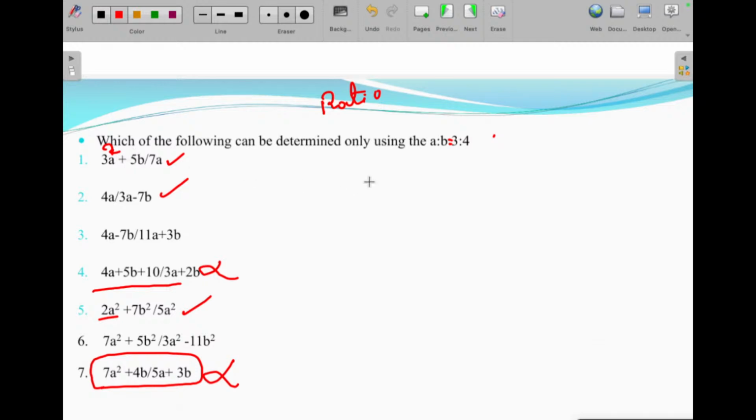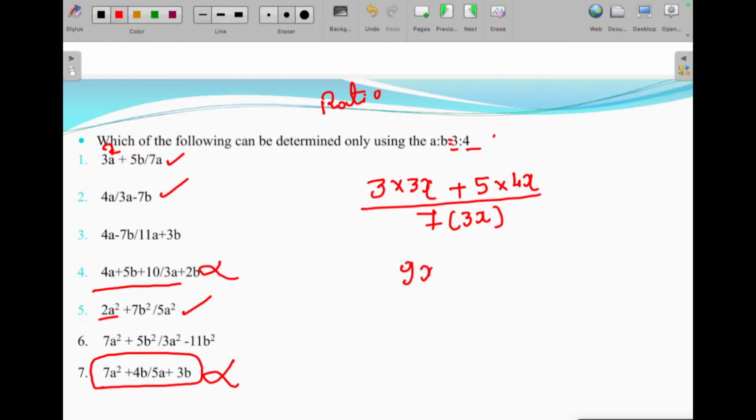So here I will explain. A value is 3x, B value is 4x. 3 into 3x plus 5 into B value 4x, divided by 7 into A value 3x. Now 3 into 3x is 9x plus 5 into 4x is 20x, divided by 7 into 3x is 21x. Now 9 plus 20, 29x divided by 21x. I can find out 29 by 21 is the answer.